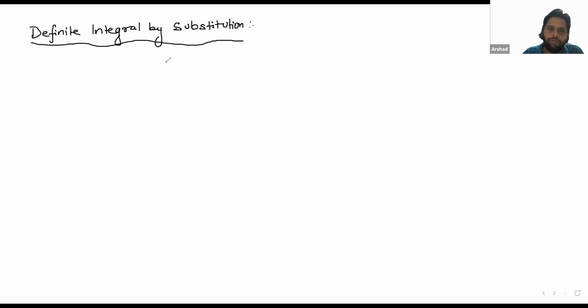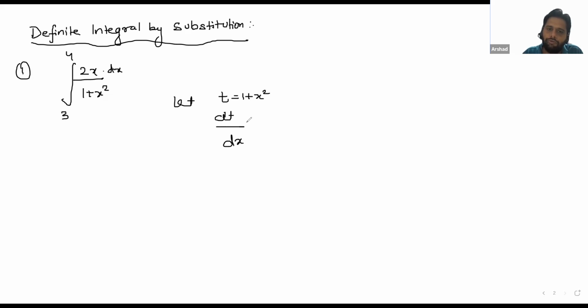Definite integral by substitution. Now, suppose you have a function like this, 2x by 1 plus x squared, and here you have 3, here you have 4. Okay, so this function we have to integrate by substitution. So we will assume let t is equal to 1 plus x squared. So dt by dx, what will we get here? This is equal to twice of x. So that means dt is equal to 2x dx.